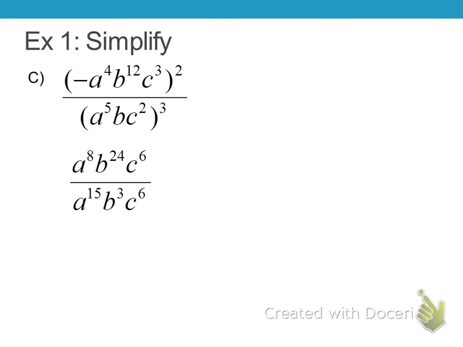And c? Cancel out. Yeah, they're going to go away. Or if you do 6 minus 6, you get 0. C to the 0 is 1. Anything to the 0 power is the number 1. So yes, that's how they go away. Boom.